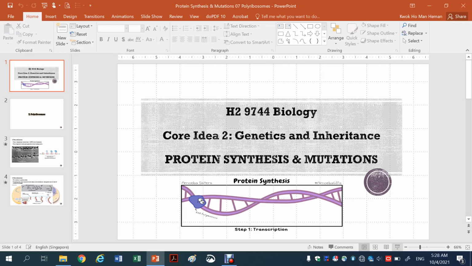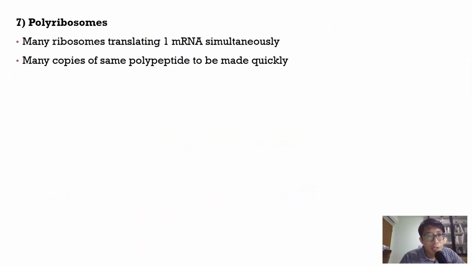Next we're going to look at polyribosomes. Polyribosomes is when many ribosomes are translating one mRNA simultaneously. So you see a chain of ribosomes bound onto the same mRNA. This is done so that the translation process is more efficient. There can be many copies of the same polypeptide made from the same mRNA simultaneously.